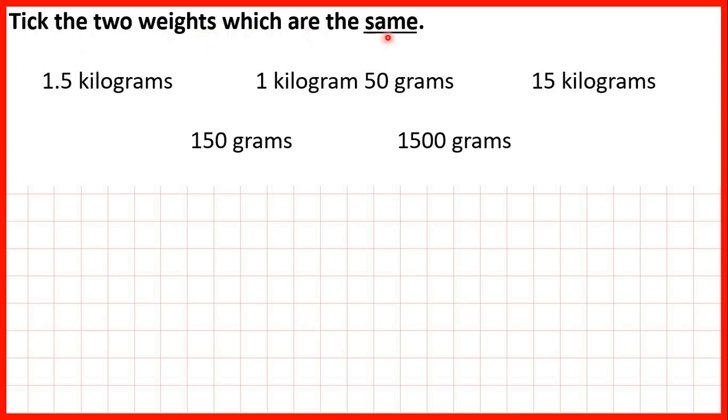Tick the two weights which are the same. We have 1.5 kilograms, 1 kilogram 50 grams, 15 kilograms 150 grams, and 1,500 grams. So the weights which are the same are 1.5 kilograms and 1,500 grams, because remember, there are 1,000 grams in a kilogram, so if we have 1.5 kilograms, we have 1,500 grams. 1 kilogram 50 grams will be 1,050 grams, because 1 kilogram is 1,000 grams. 15 kilograms will be 15,000 grams. So we need 1.5 kilograms and 1,500 grams.